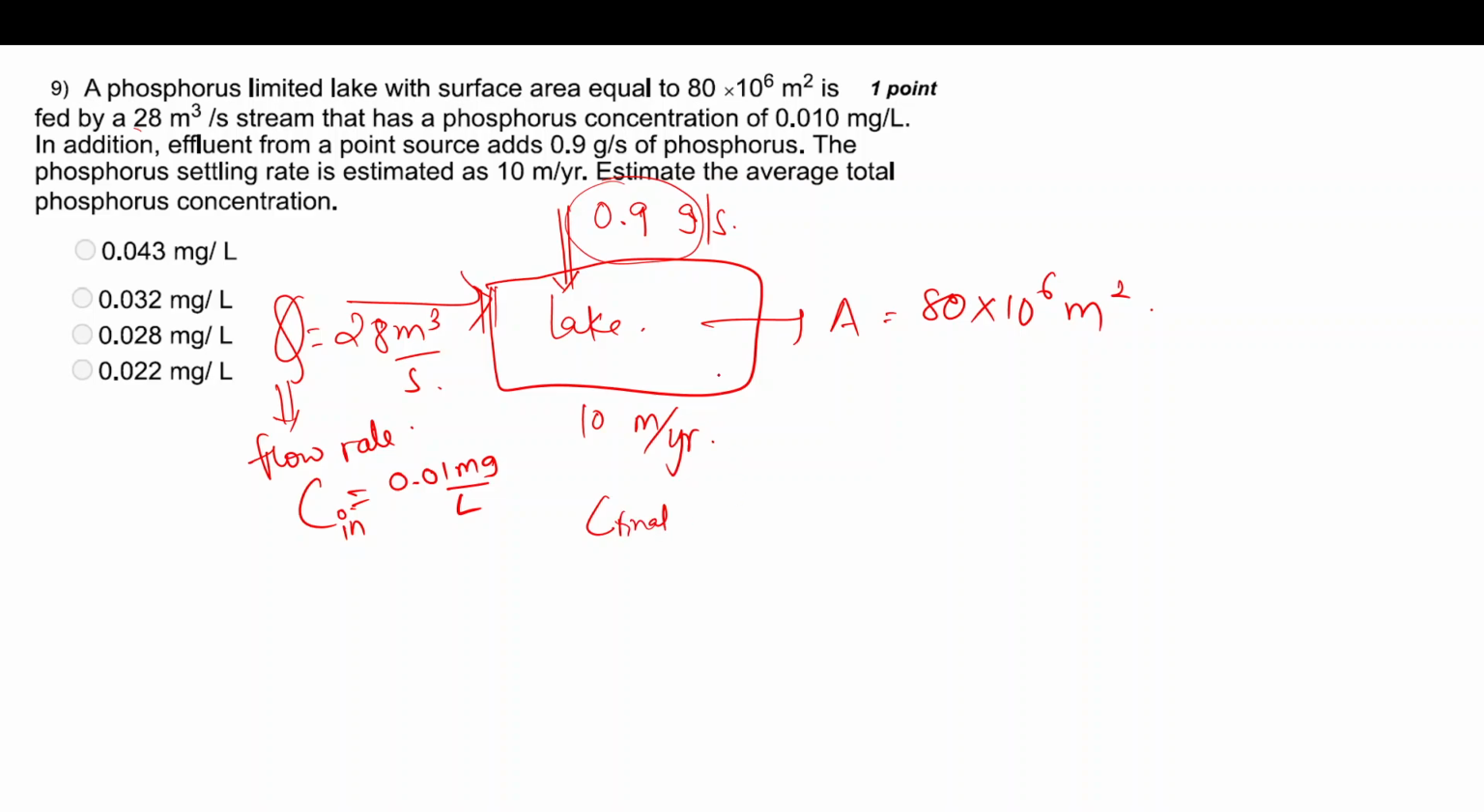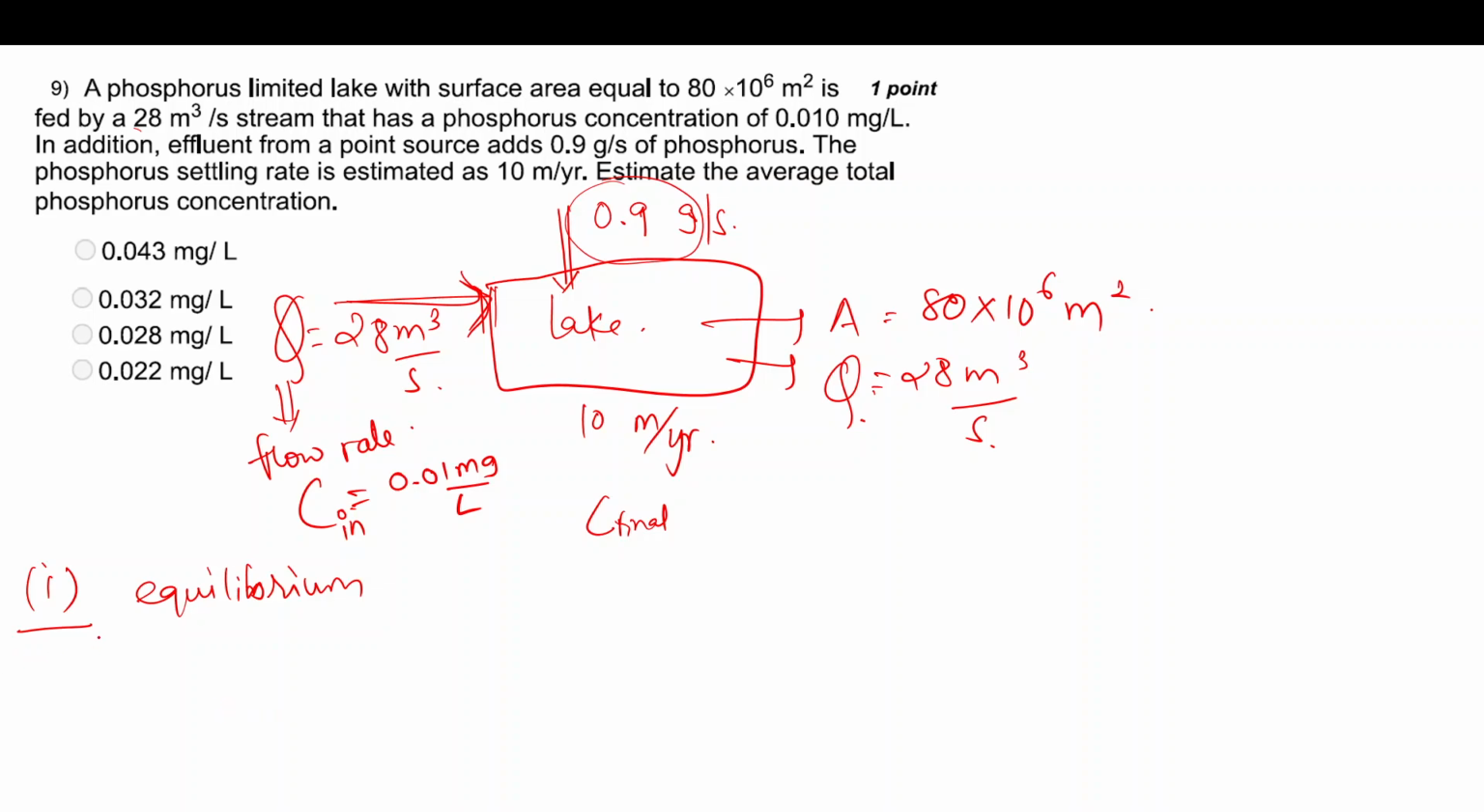So here you need to make a few assumptions. The first one is that it is at equilibrium. What does that mean? Whatever is coming into the system will go out. So the flow rate coming out will be the same, which is 28 meter cube per second. I hope you are able to understand. You can stop me if you have doubt.